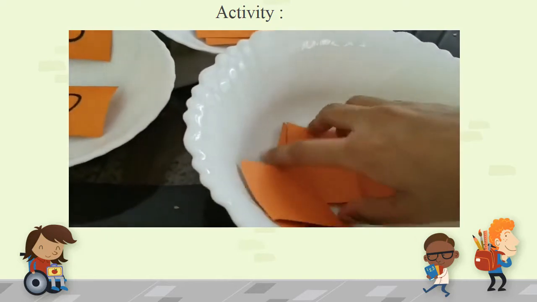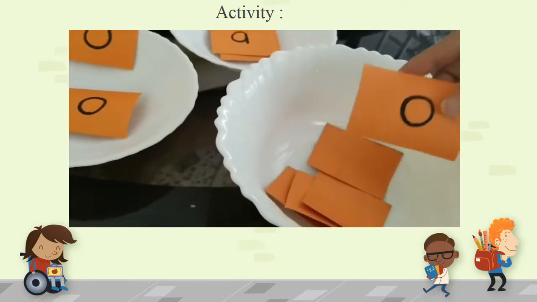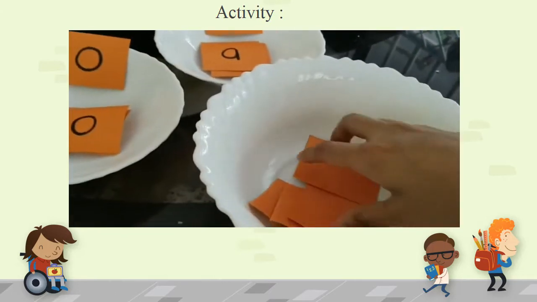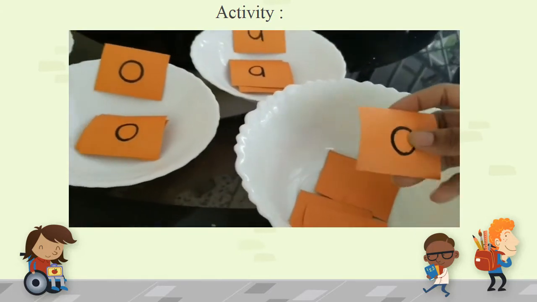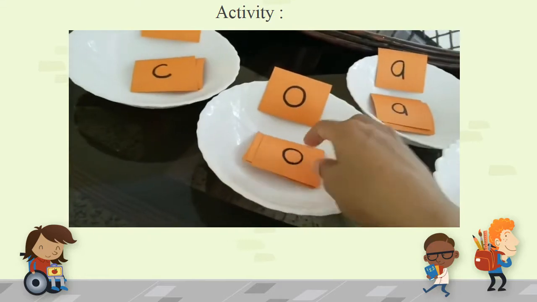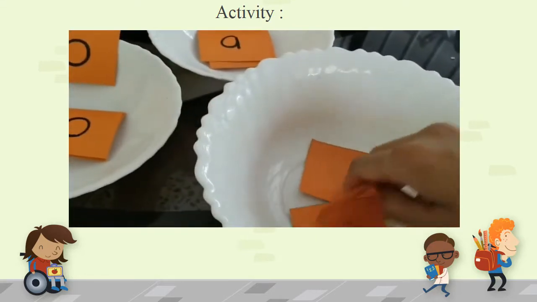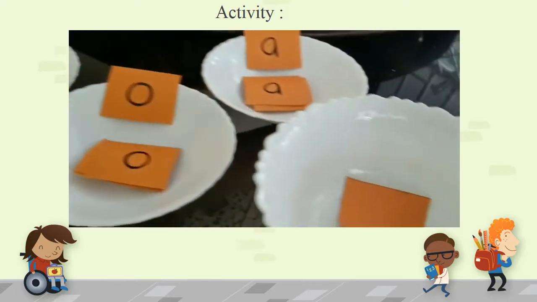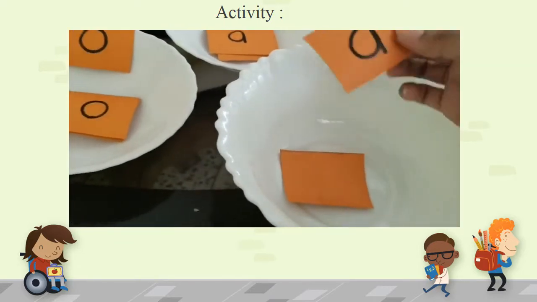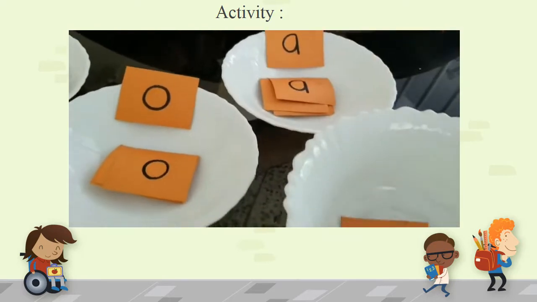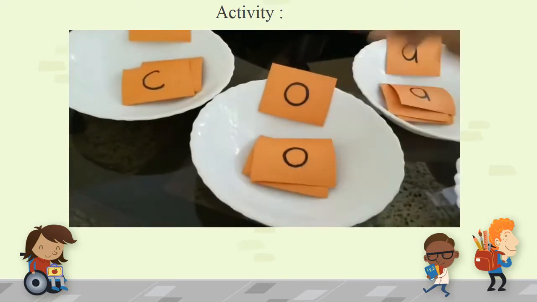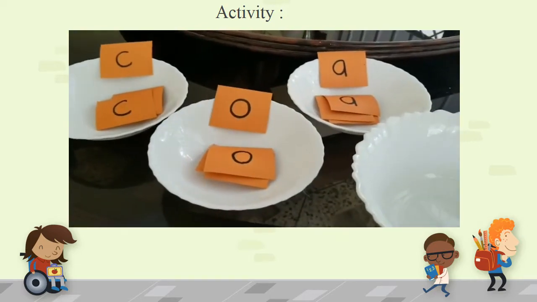Then again, let's see. Okay, it's o sound, so we're going to put it here in this bowl. Again o sound, so we're going to put it in this bowl. Then k, so we're going to put it in this bowl. Now we have what? Okay, it's a sound, so we're going to put it here. Now we have o sound. Done!